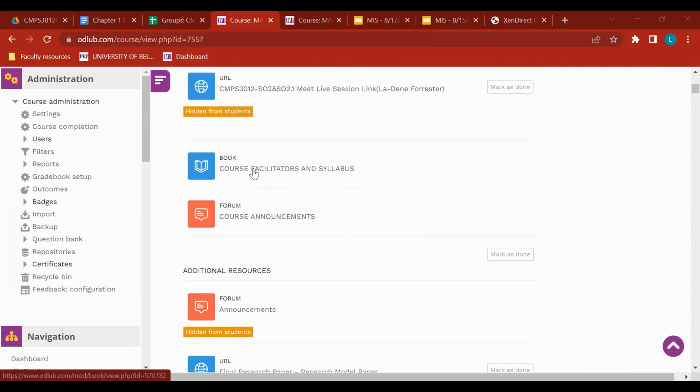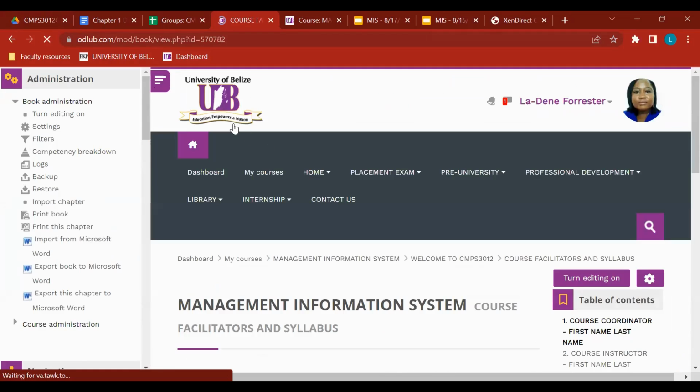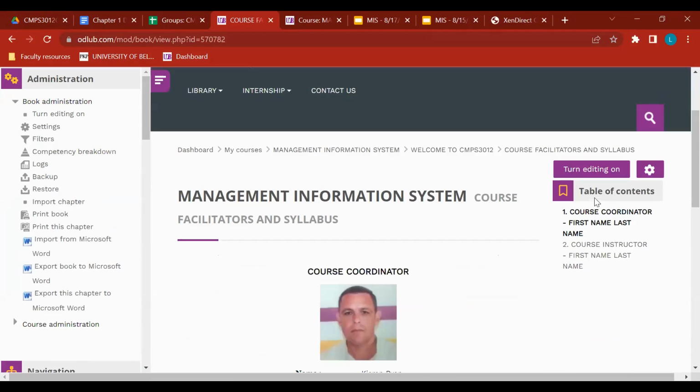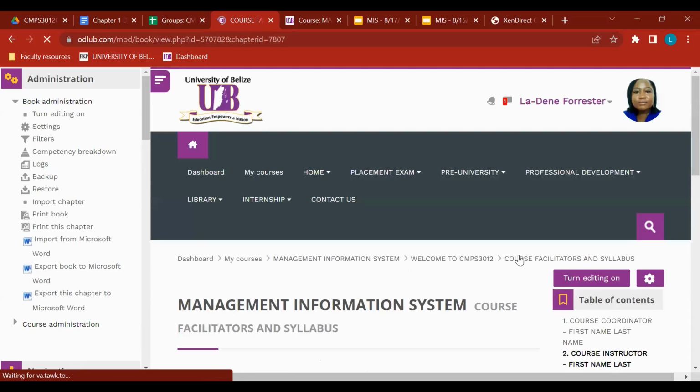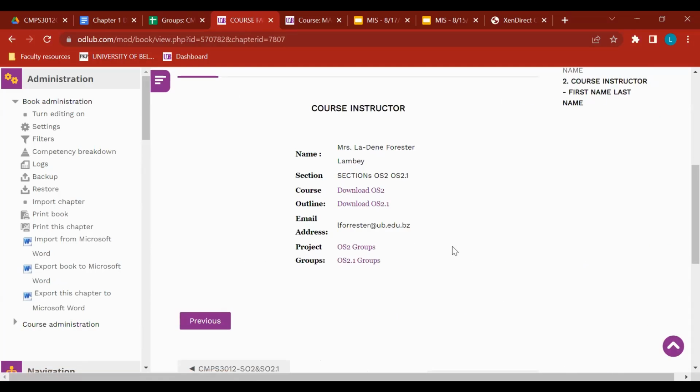Here's the syllabus. You'll notice it says table of contents to the right-hand side. You're going to select the second name there, or second course instructor. Under there, you're going to see my name, your course outlines, and under the email address, you'll see groups. Your section is OS 2.1, so you're going to click on that.